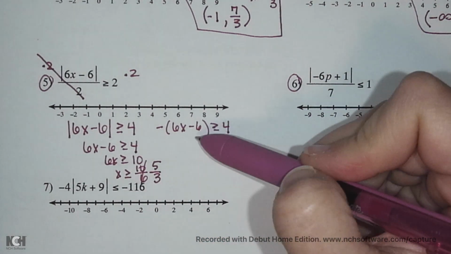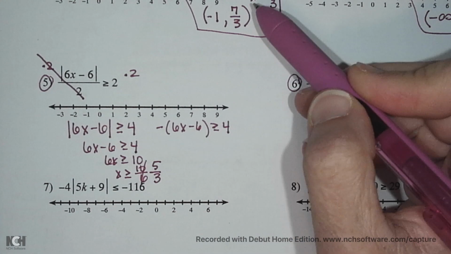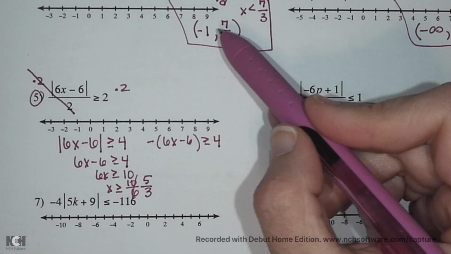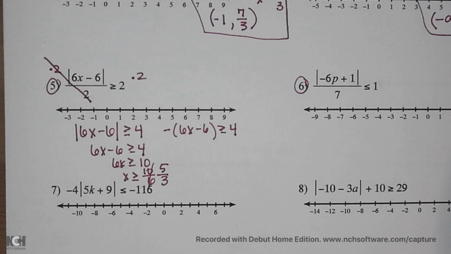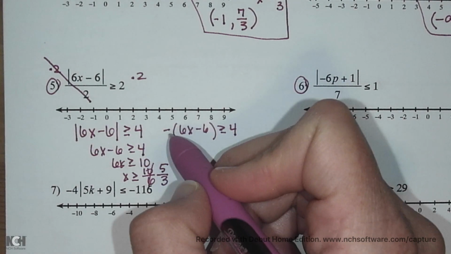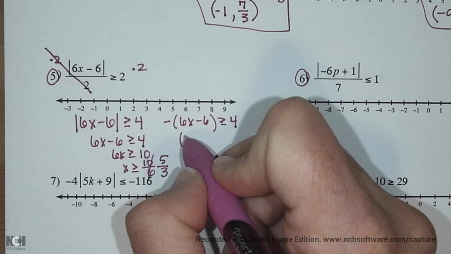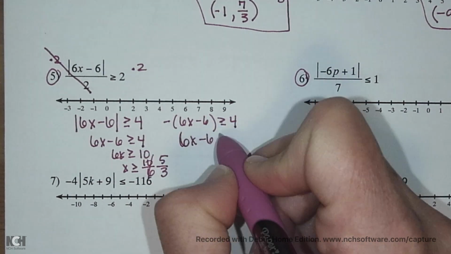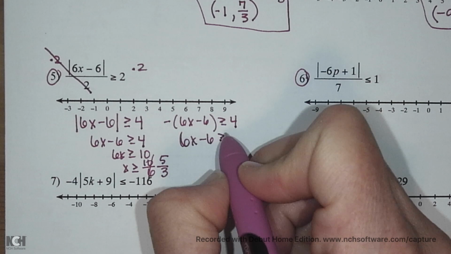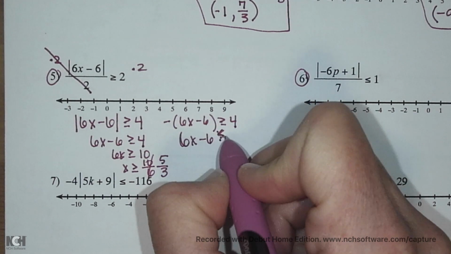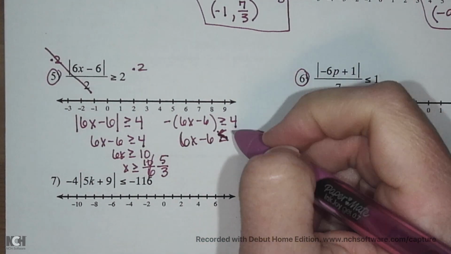Okay, now let's go ahead and do this one. Which way did you like better up here? Dividing by the negative 1 or distributing through? I'm going to just divide by the negative 1. So if you divide both sides by negative 1, you're going to be left with your 6x minus 6, oops, I divided by negative 1, I better flip my sign, right, is less than or equal to negative 4.